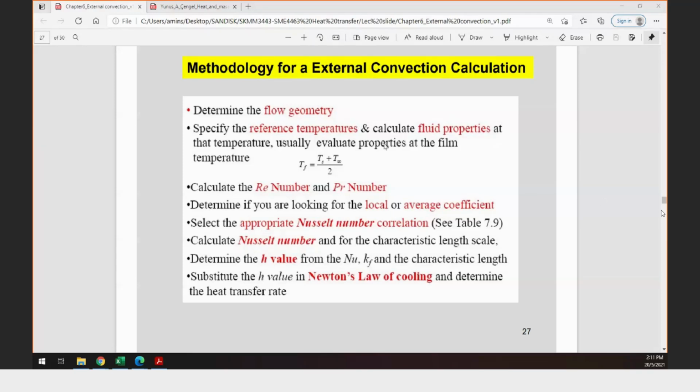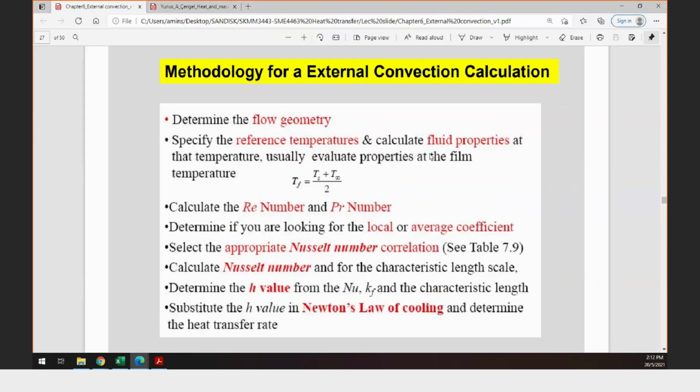I take the keywords, or I try to summarize the explanation in the textbook. So basically, to analyze external convection problems, first you need to define the system geometry and the flow geometry. The flow geometry means you need to know whether the flow is parallel or normal to the surface or the system.